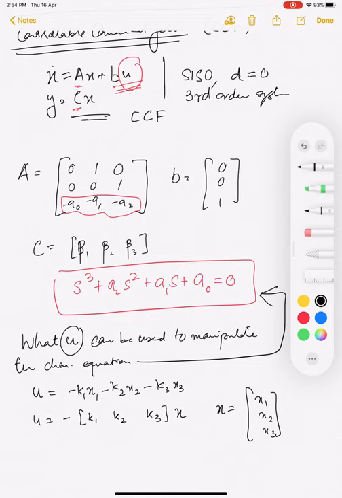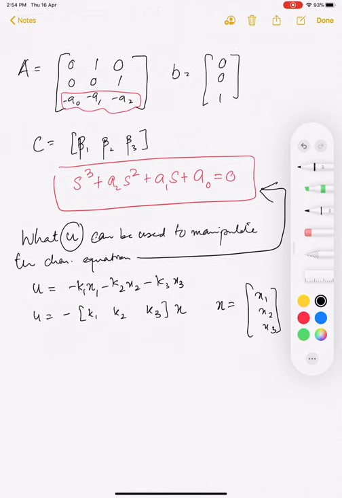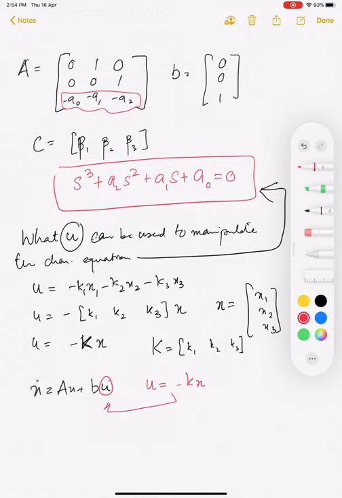So if I take this kind of a U, what is going to happen to my system, right? If I put this equation in the original equation, what do I get? I call this U is equal to minus K x, where capital K is K1, K2, K3. So my actual system is x dot is equal to Ax plus Bu. I have applied a control input in order to control the behavior of the system, and that control input is given by U is equal to minus Kx. Substituting this here, I get x dot is equal to Ax minus BKx, that is x dot is equal to (A minus BK) x.